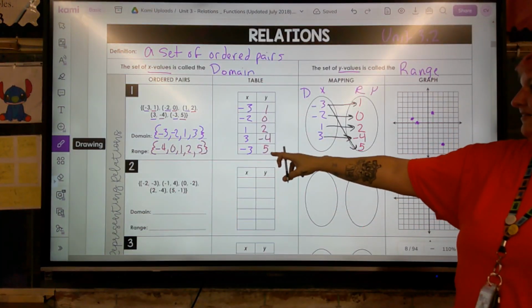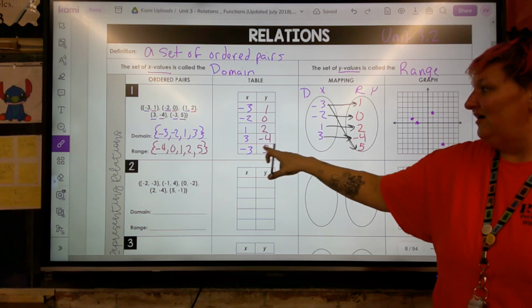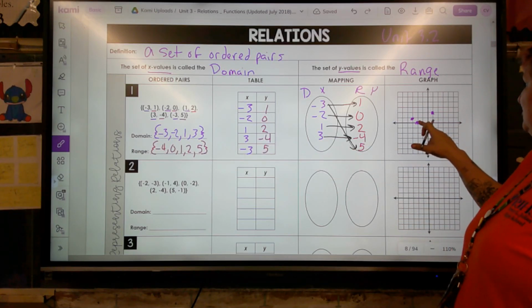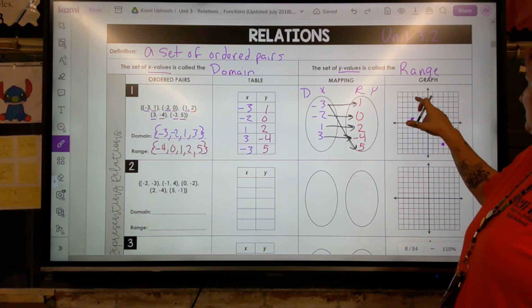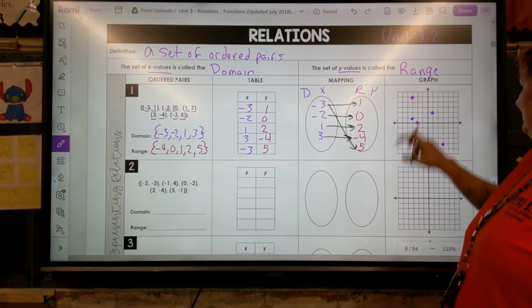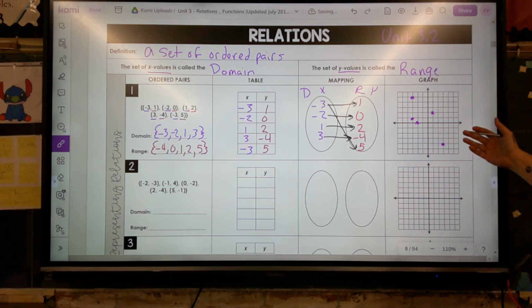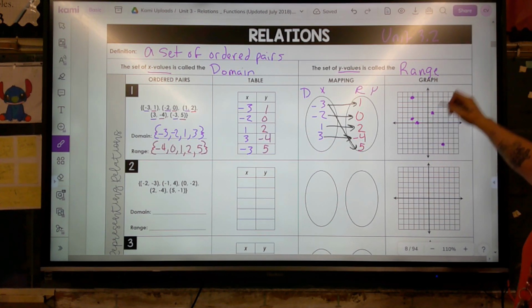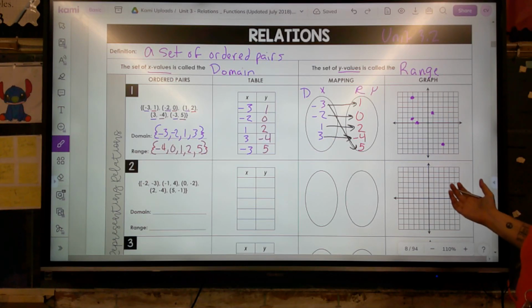And 3 left, 5 up. 1, 2, 3, 1, 2, 3, 4, 5. It's unconnected points. This is a discrete graph. If I connect them, then it's a continuous graph.